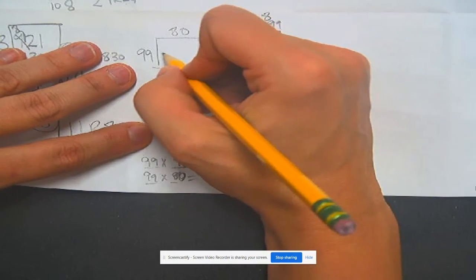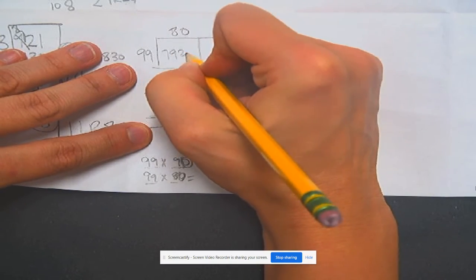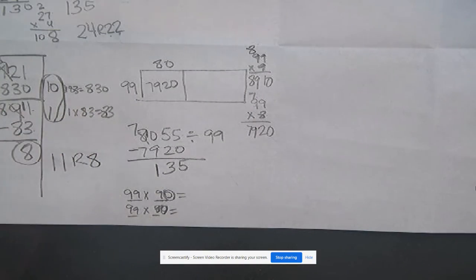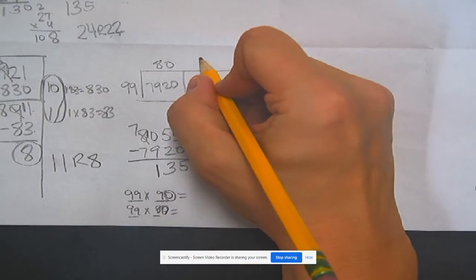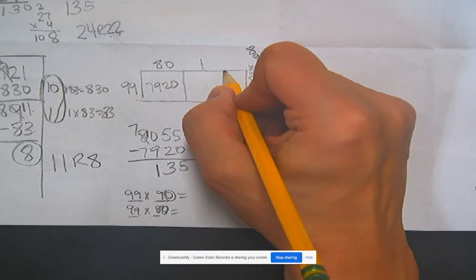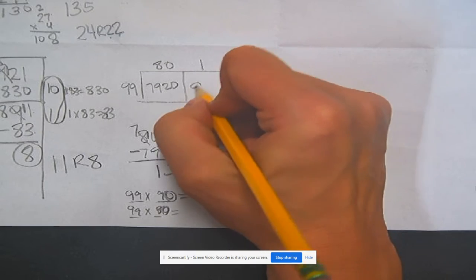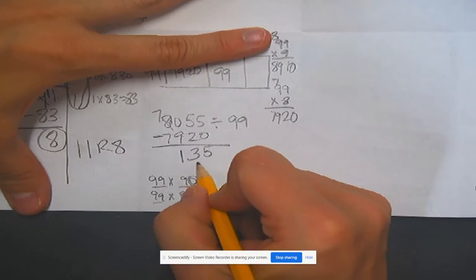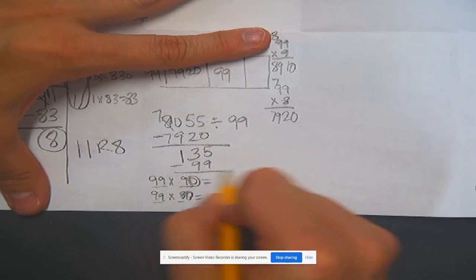So this is 7920 in there. Okay, how many groups of 99 can I take out of 135? 1. 1 times 99 is? So what do I do? Subtract.